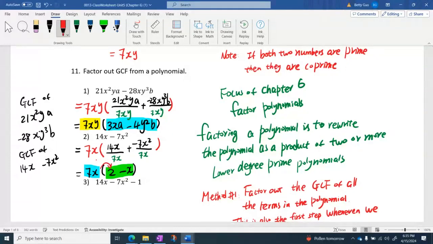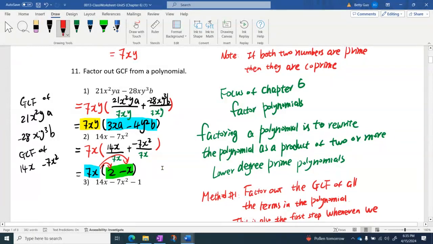7x times 2 plus 7x times negative x, to see if you have the original binomial. 7x times 2 is 14x. 7x times negative x is negative 7x squared. So if you go back to the original given binomial, that means your factorization is correct. And then double check, make sure each polynomial in the multiplication is prime, then your factorization is complete.